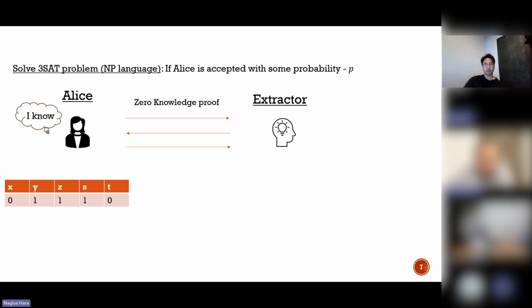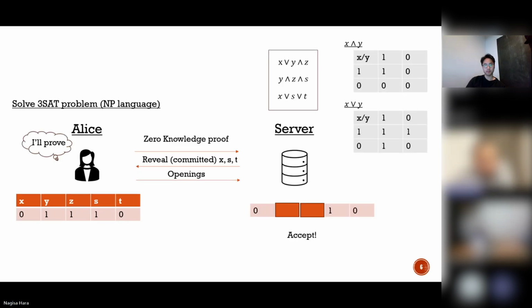Sorry, Nagisa, just a quick question about terminology. When we use the verifier and prover terminology, here the server would be the verifier and Alice would be the prover because she has the witness. Is that right? Yeah, that's true. Sorry for the confusion, you're correct. And throughout the presentation, Alice is going to be the prover and the server is the verifier? Okay. Yeah, sorry, I forgot to replace the terminology. Thank you for your question.